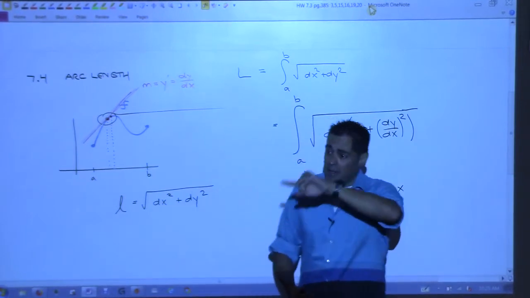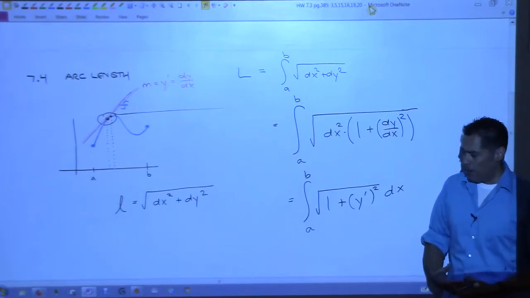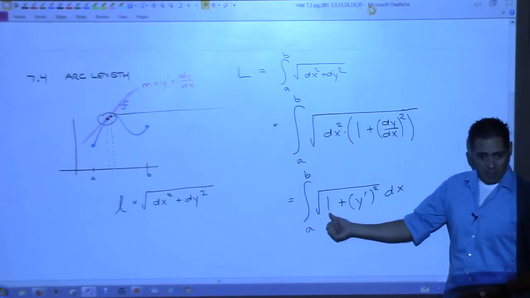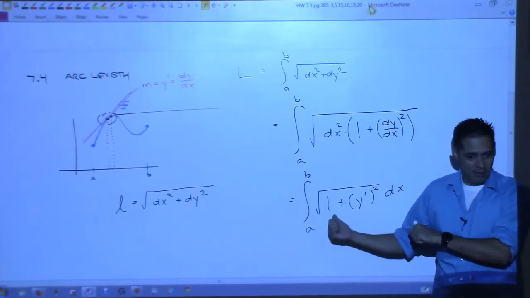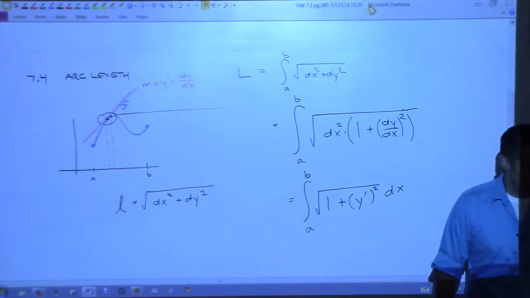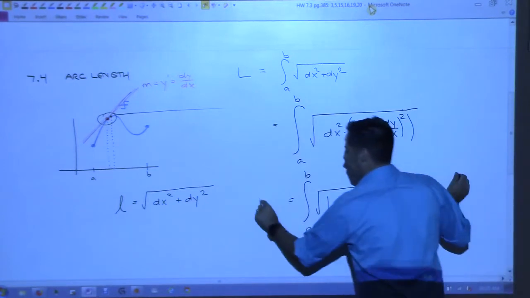So if you're trying to find the length of a curve, you have to take the derivative of the function, you have to square it, you have to add it to 1, and then you have to take the square root of it. And then you have to integrate that, if you can, all right? Got it? So that's the formula for arc length. This is the formula for arc length.